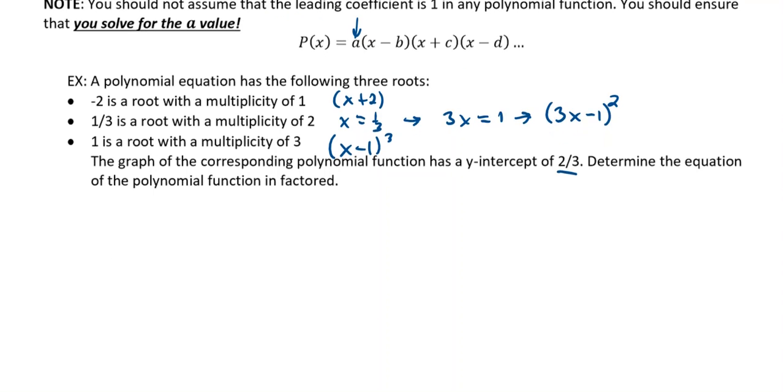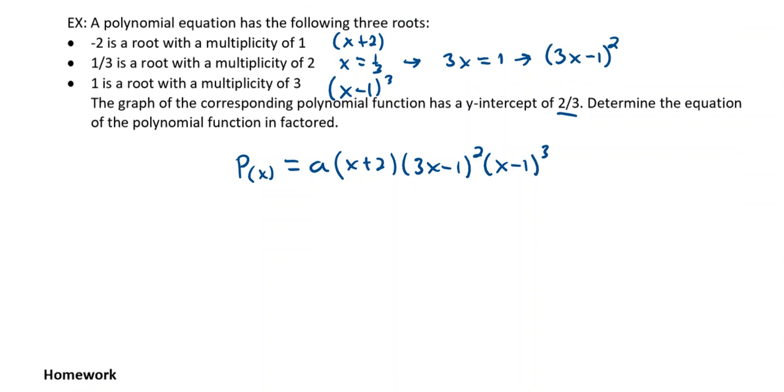So let's write out what we know so far, though. I'll just write that with what we figured out. So p of x is equal to a, and then we'll just write in what we know here. So x plus 2, and then 3x minus 1 squared, and x minus 1 cubed. Okay? Now, I've got to figure out what a is. How can I do that? What bit of information did they give us that we can use?